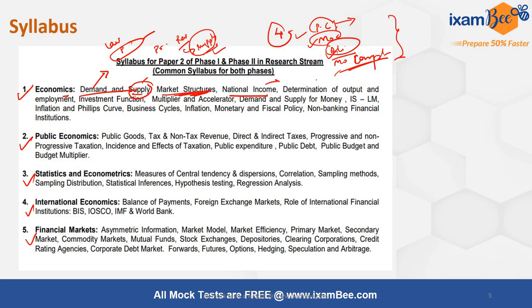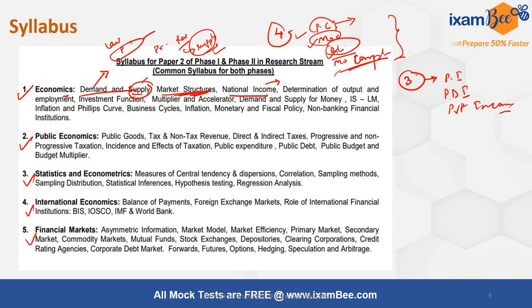Then under macro you have national income. So under national income you need to know the 3 measures of calculating the national income, the expenditure method, the income method, and the production method, and what are the various related aggregates like personal income, personal disposable income, private income, and how to calculate all these different related aggregates.